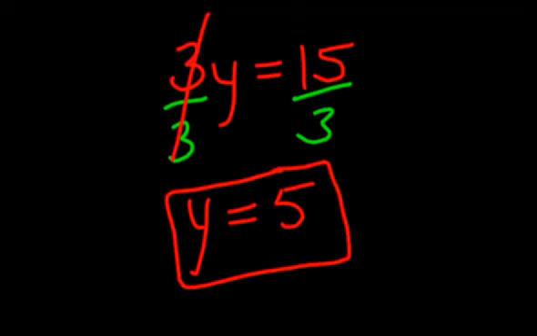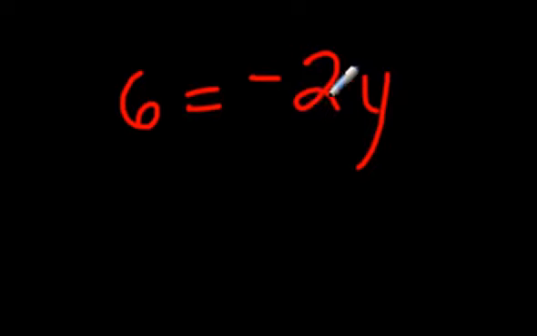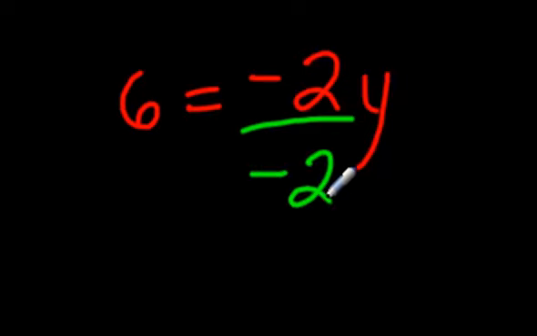Okay, the last question. It's not in the same order. It's 6 equals negative 2 times y. It's the same rule as before, folks. Divide by whatever's in front of the variable. In this case, it's y. And make sure you don't just divide by 2 here, because that would be a mistake. You have to divide by negative 2. Okay? Negative 2 divided by negative 2 is 1.